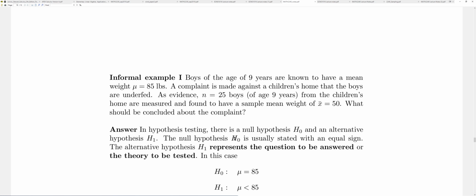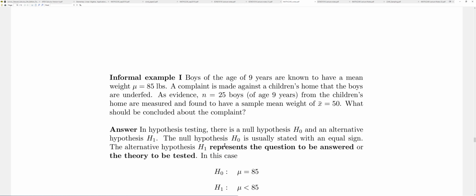When you're doing hypothesis testing, as I said, you're going to have a null hypothesis and an alternative hypothesis. Sometimes it's easier to state the alternative hypothesis first. Once you have your alternative hypothesis, stating the null hypothesis is usually fairly easy. You take this inequality here and just use an equal sign instead. One thing to note is that your null hypothesis is usually stated with an equal sign.